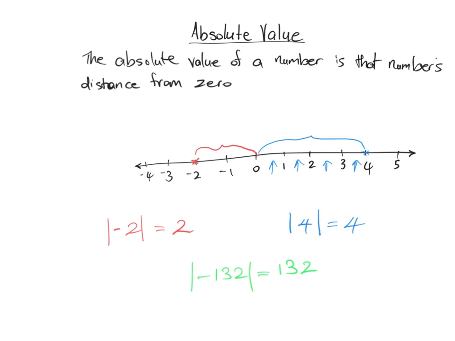It's just the positive value of whatever number, whether the number is positive or whether the number is negative. So the absolute value of negative 132 is 132. The absolute value of 23 is 23. Okay, hope that makes sense.